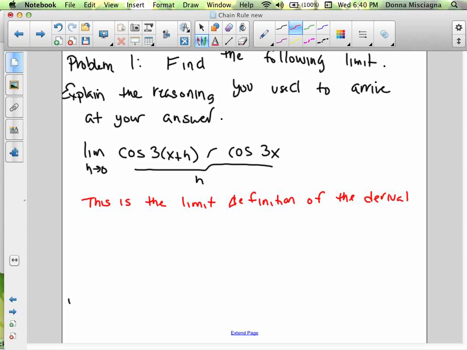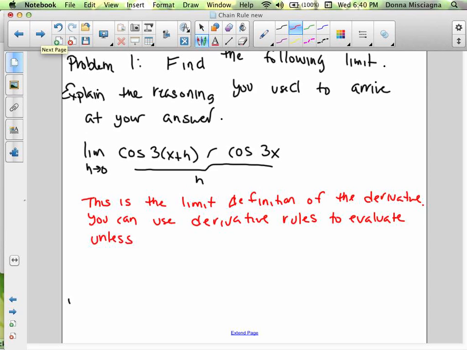It is okay for you to evaluate using something other than the limit definition. Unless I say evaluate using the limit definition, and I wouldn't say that for a problem like this, it's a little bit trickier, you can use derivative rules to evaluate, unless stated otherwise. So unless I tell you you must use the limit definition, you are free to rewrite this and find the derivative another way. And in this case, it would be a good idea.